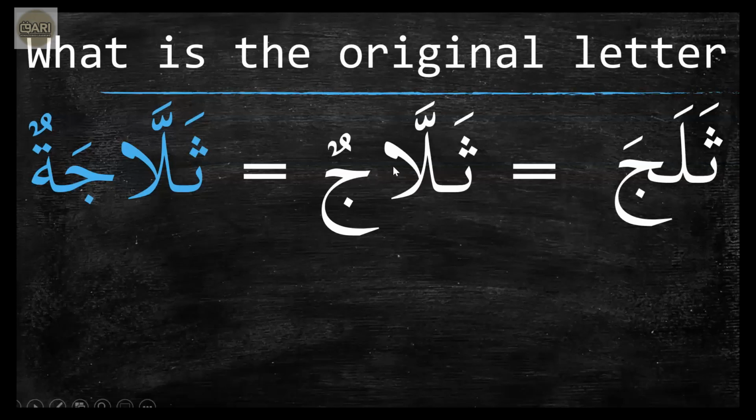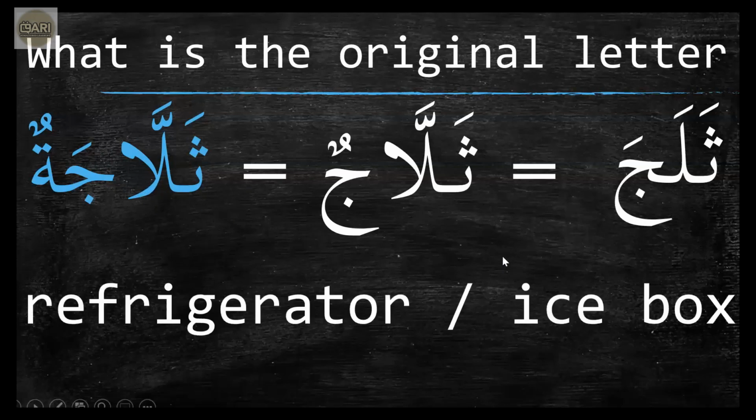Thalaj, or to be ice or to make ice. Thalaj is an iceman, and he's someone who sells ice. They used to have those back in the day. I'm not that old, but I've heard about them and seen pictures of them. A thalaja is a tool for keeping things cold. A refrigerator or an ice box, that's what refrigerators used to be called. So that box for ice, thalaja. Thalj, and if there's a sukoon here, thalj is also ice as well.